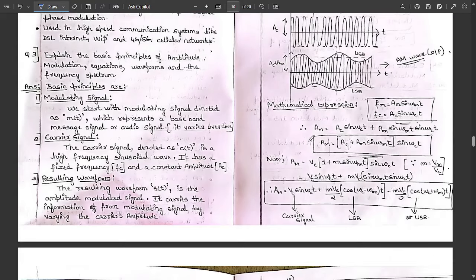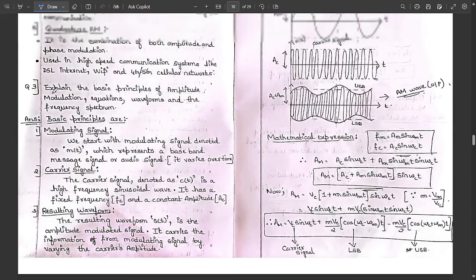One more question, which is again repeated multiple times: explain the principles of amplitude modulation along with equations, waveforms, and frequency spectrum. This is very important. The basic principles of amplitude modulation: one is the modulating signal, one is the carrier signal, and the resulting waveform is called the AM modulated signal.